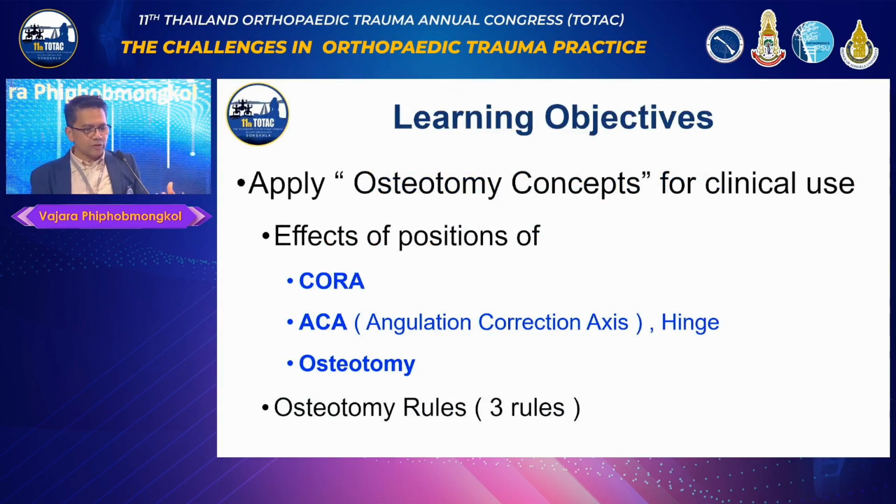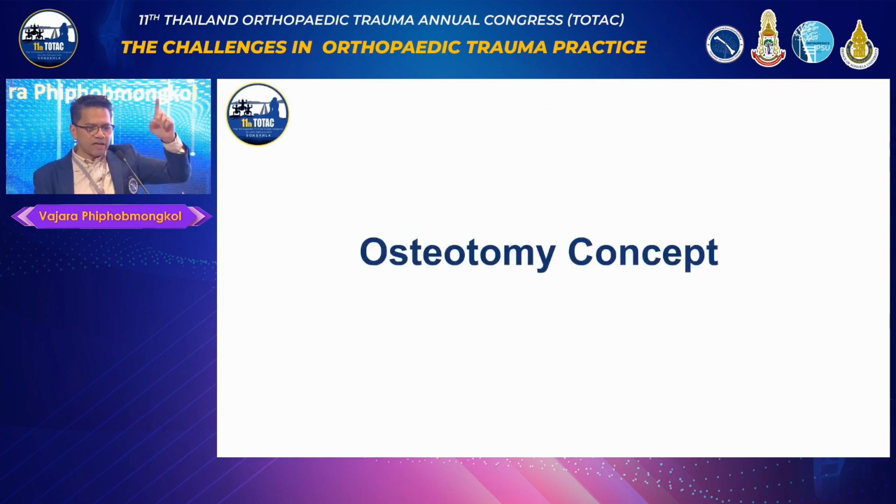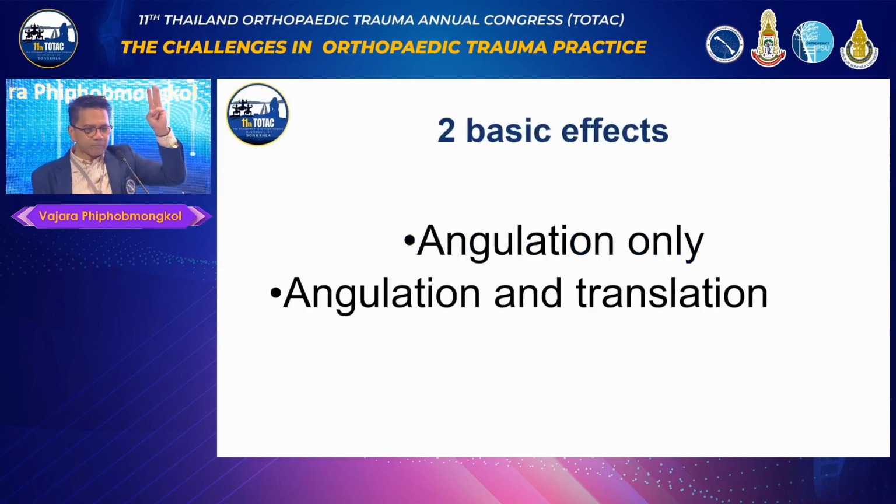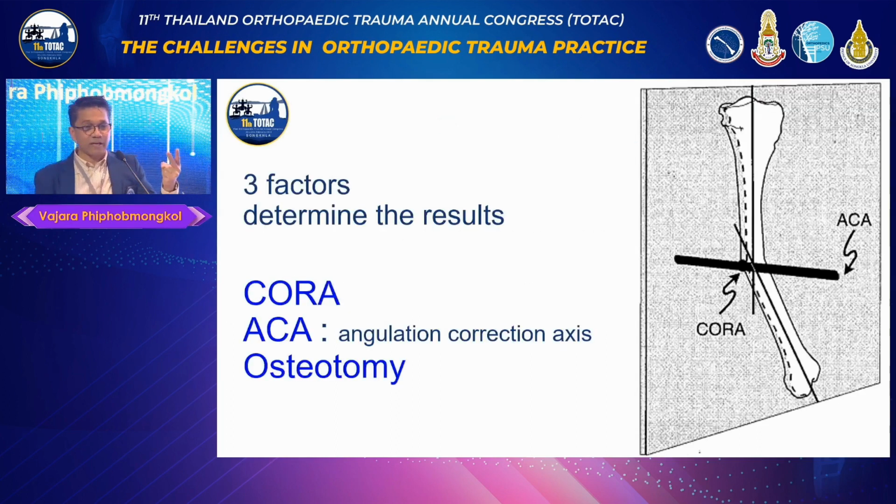Very short to say, the CORA, you know, and then we call the angulation correction axis, it means kind of bisector line, I will show you, and the osteotomy point. Those are 3 factors that will determine. And when you do deformity correction, the effect that you want is mostly angulation only. And it may happen that you have angulation and translation. You have to be careful with translation, whether it is as you plan or not. Okay, let's see the 3 factors that will make this happen.